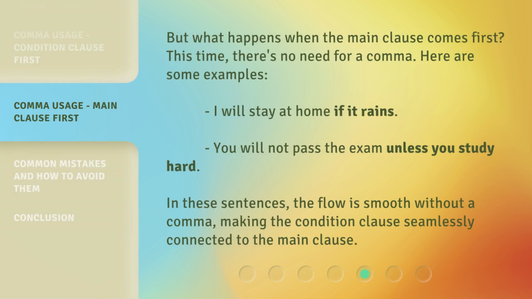But what happens when the main clause comes first? This time, there's no need for a comma. Here are some examples. I will stay at home if it rains. You will not pass the exam unless you study hard. In these sentences, the flow is smooth without a comma, making the condition clause seamlessly connected to the main clause.